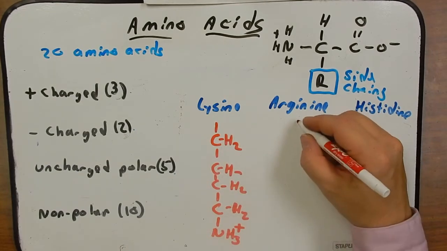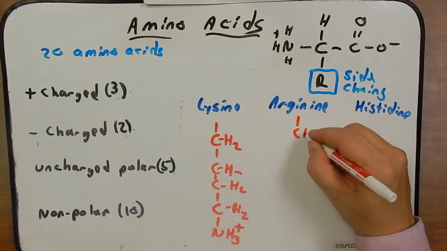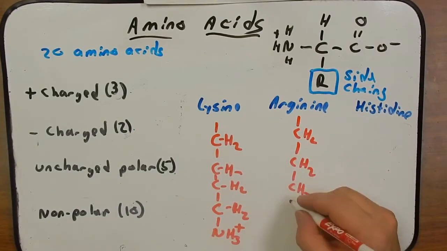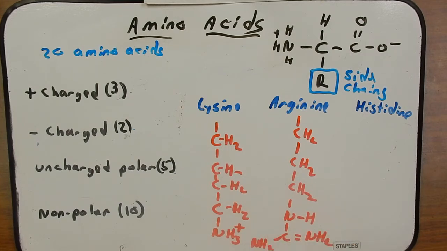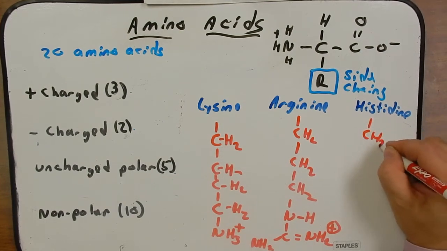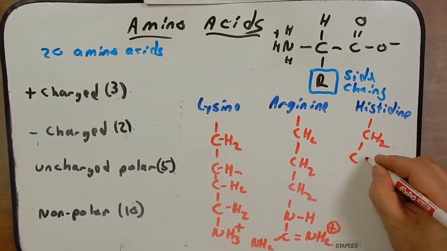Arginine has an interesting structure. It has 3 carbons, a nitrogen with a hydrogen on it, another carbon with an NH2 on it, and an NH2 on the other side. This also carries a positive charge. How could it not be one of your favorites? Look at it. It's an awesome amino acid. Histidine, maybe my least favorite to draw. It forms a ring-like structure.